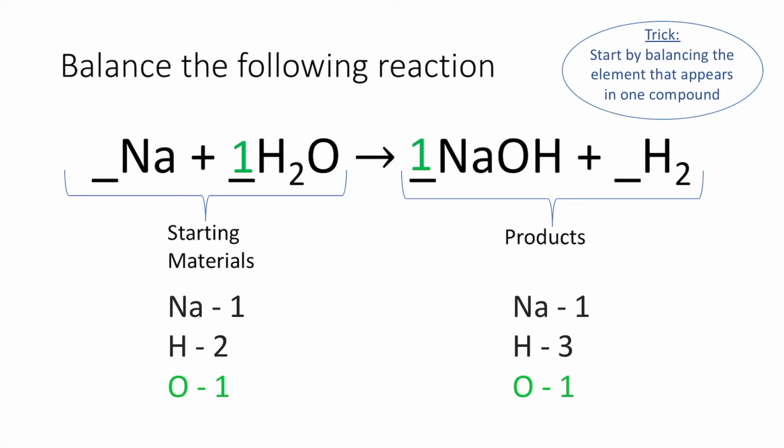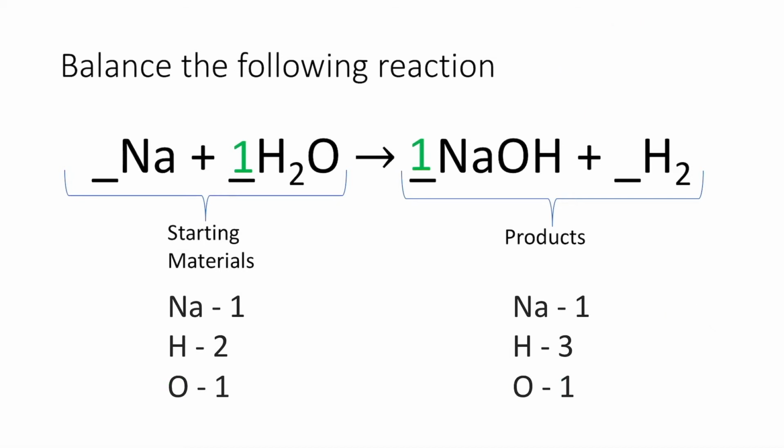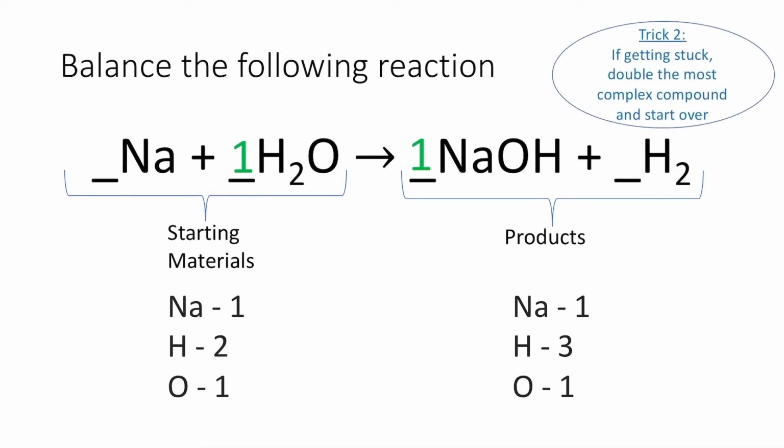After that, I'm going to recount the number of elements that I have and realize that this is a dead end. I can't balance the reaction any further. Therefore, I'm going to apply the second trick here, which is to double the most complex compound and start over. So I'm going to remove all of my previous coefficients. In this case, the water compound and the sodium hydroxide compound are the most complex compounds, so I'm going to choose one. I'm going to choose water this time, so I put 2 as the coefficient for water.